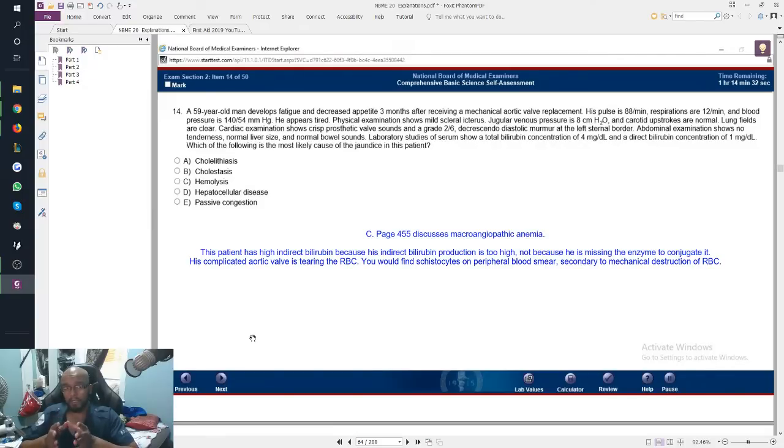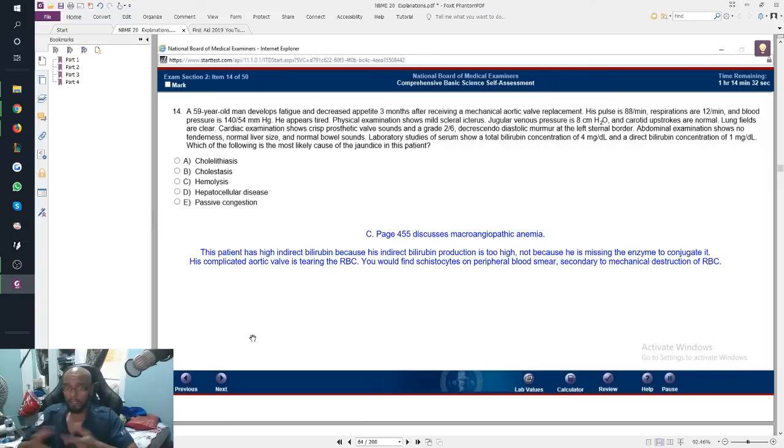59-year-old man develops fatigue and decreased appetite 3 months after receiving a mechanical aortic valve replacement. Mechanical aortic valves can cause macroangiopathic anemia because they can actually cause hemolysis due to shearing forces and break the red blood cells as they go through the valve. Hemolysis. You would just pick C and move on.